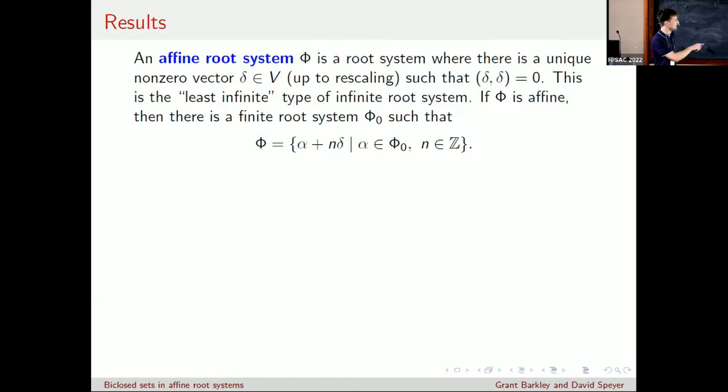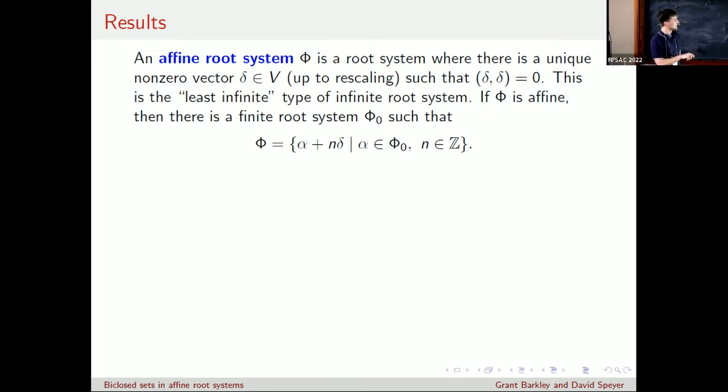Sorry. Here's the definition of an affine root system, which would be helpful. To skip details, an affine root system is a root system satisfying the special property that there's a non-zero vector whose length under our bilinear form is 0, and this is the unique such vector up to rescaling. So there's only one vector that satisfies this property, up to rescaling, which obviously preserves that property.